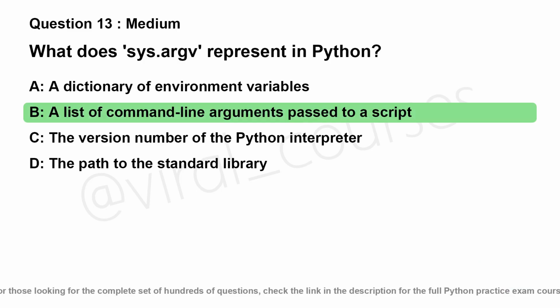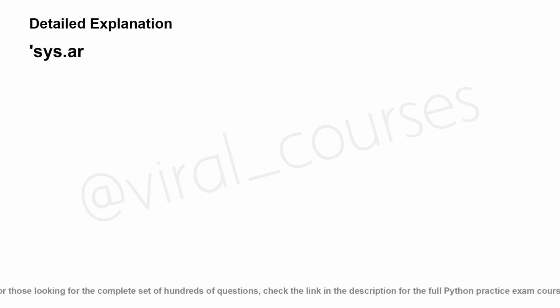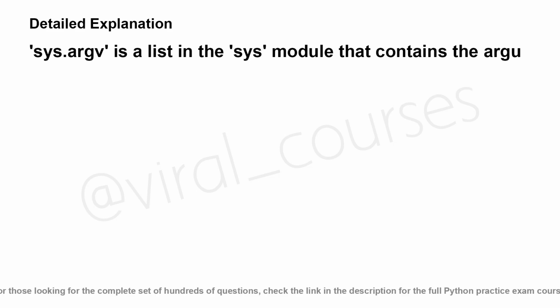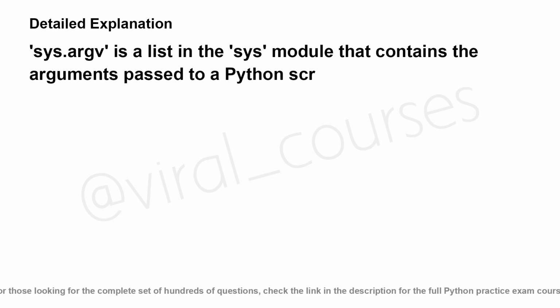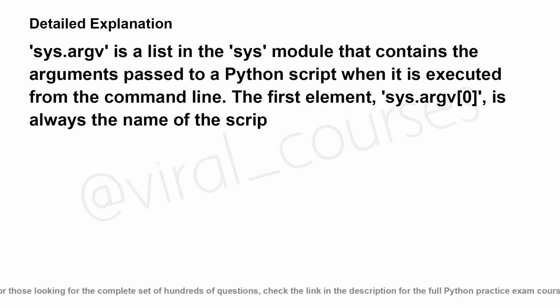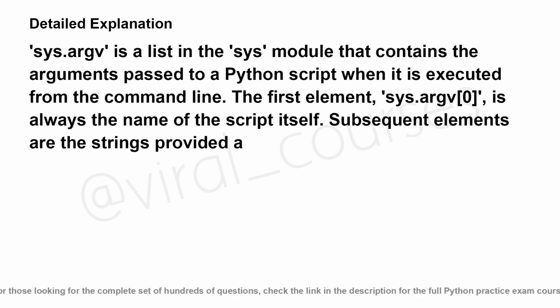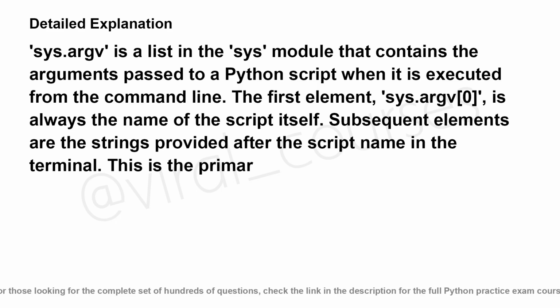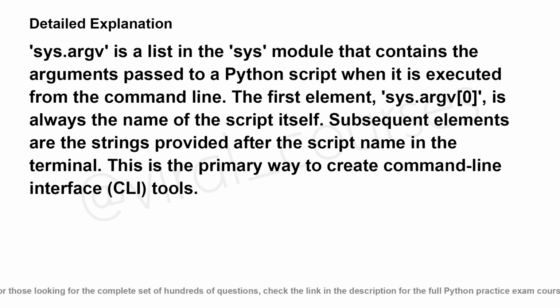The correct answer is B. sys.argv is a list in the sys module that contains the arguments passed to a Python script when it is executed from the command line. The first element, sys.argv[0], is always the name of the script itself. Subsequent elements are the strings provided after the script name in the terminal. This is the primary way to create command line interface (CLI) tools.